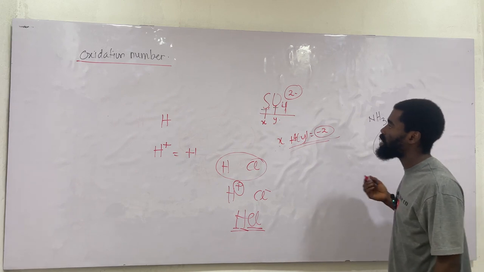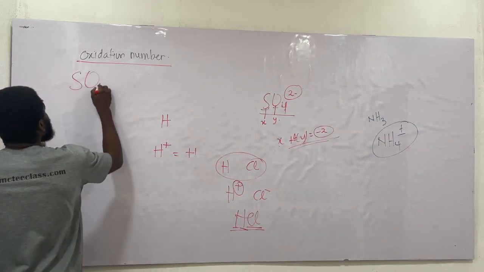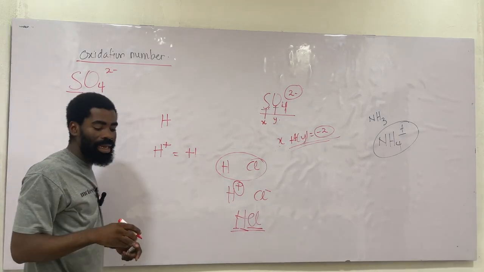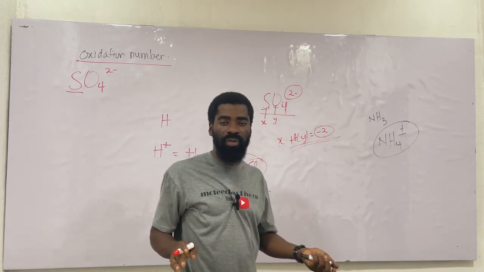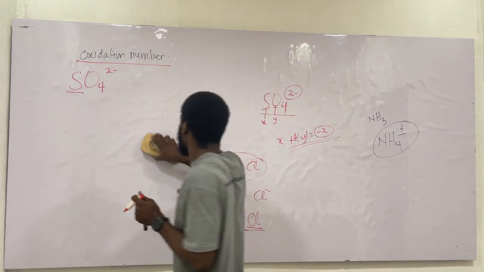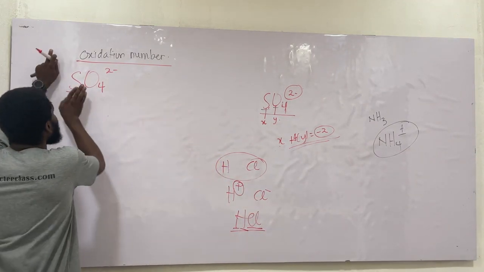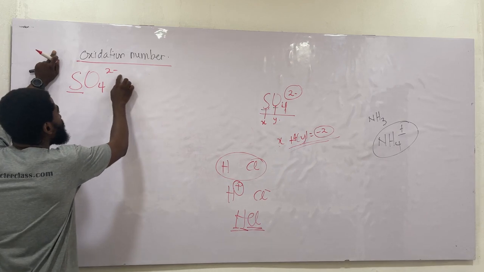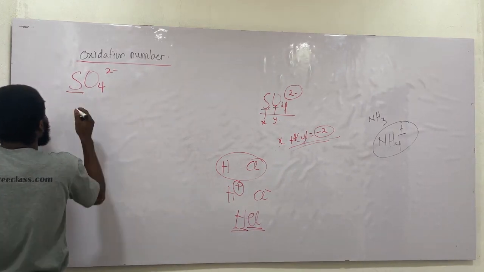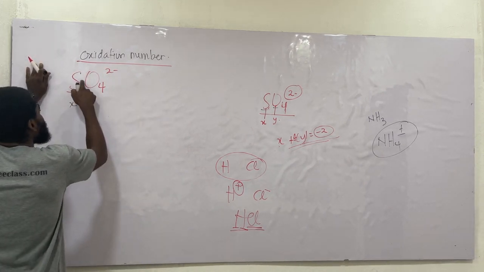Okay, so let's try this and see. I want to use this as an example: SO4 2 minus. I want to find the oxidation number for sulfur, the underlined one. To find the oxidation number for sulfur, we said that in a compound, the sum of the individual oxidation numbers equals this. So let the oxidation number of this one be X. We don't know it, so we want X to represent this one's oxidation number.